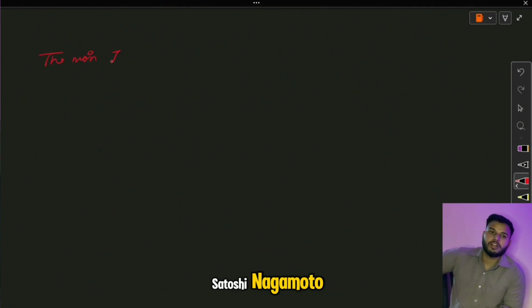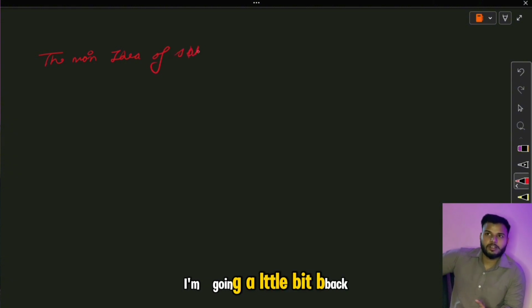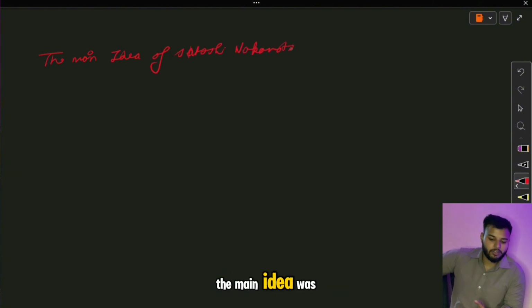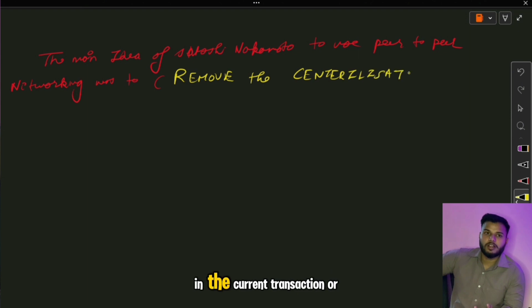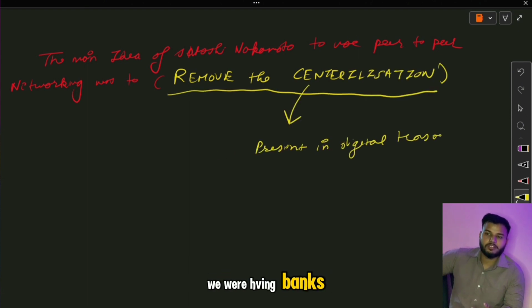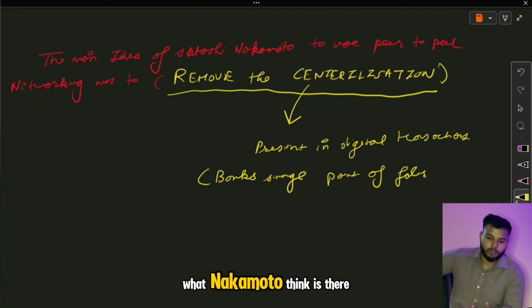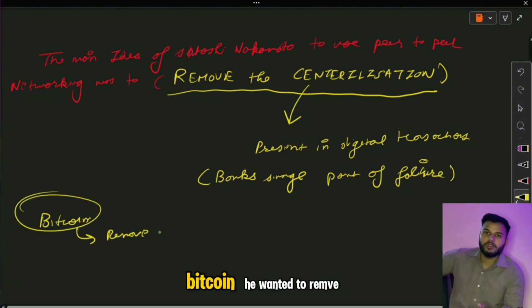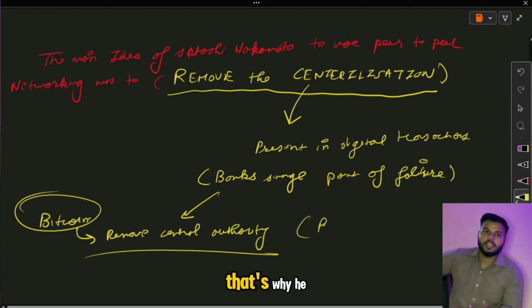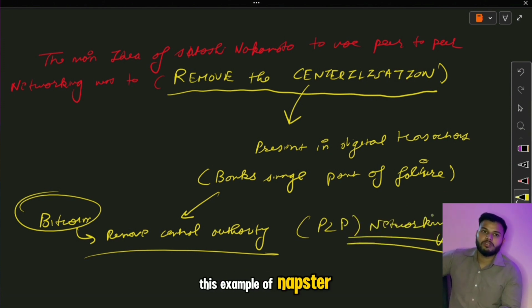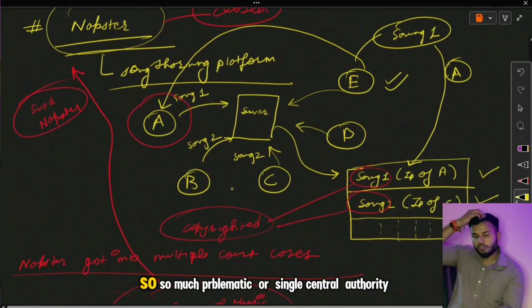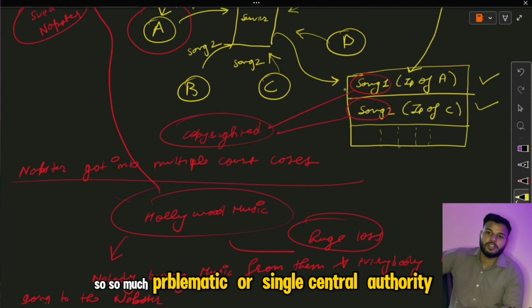Now, as you can already see, I am going a little back because I wanted to highlight that the main idea of Satoshi Nakamoto in using peer-to-peer networking was to remove the centralization that was previously there in digital transactions. We had banks, which were a single point of failure. What Nakamoto thought is that in the cryptocurrency Bitcoin, he wanted to remove that central authority. That's why he introduced peer-to-peer networking. And now, in this example of Napster, we will see why a single point of failure, or a single central authority, is so problematic.